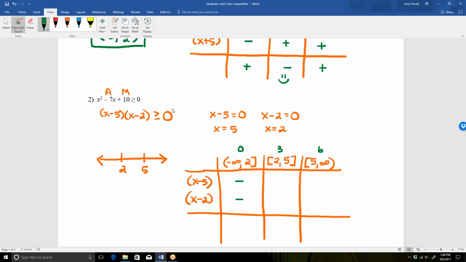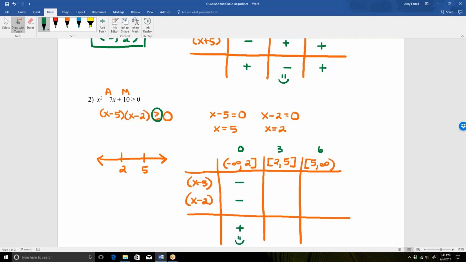When I plug 0 into the first factor, I get a negative result. When I plug 0 into the second factor, I get a negative result. A negative times a negative is a positive. Now looking at my inequality symbol in this problem, it's a greater than or equal to. So this interval will be part of my solution set because I'm looking for this product to be greater than or equal to 0, and I got a positive result. That means that every number in this interval is part of the solution set. If 0 turned out a positive result, every number in this interval will be positive when plugged into the trinomial on the left-hand side.